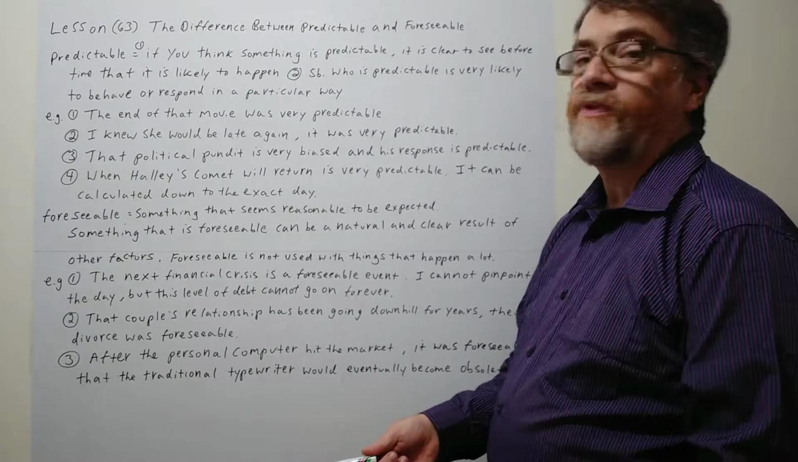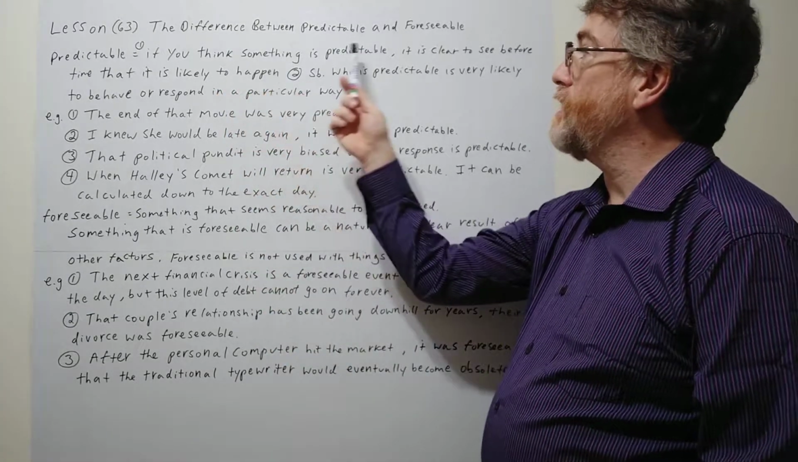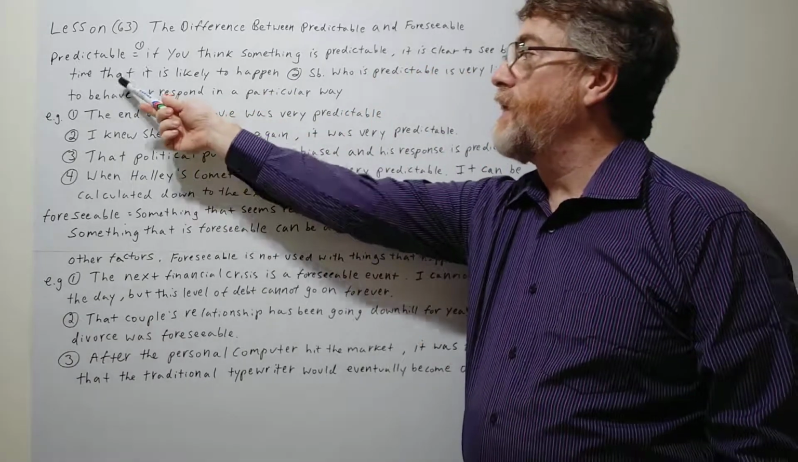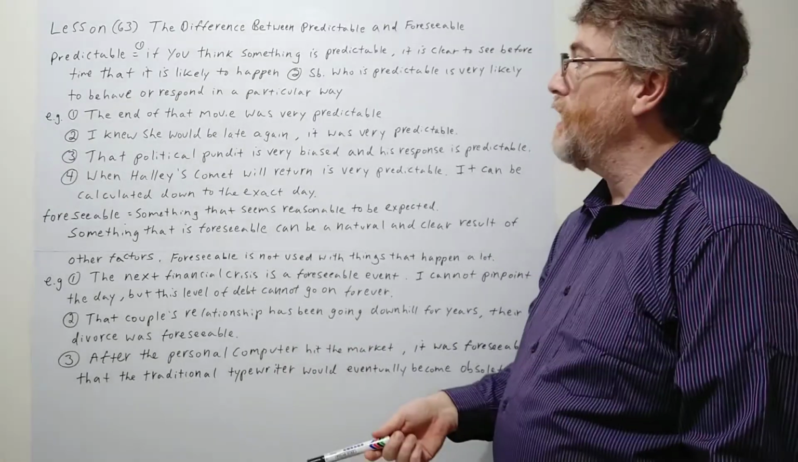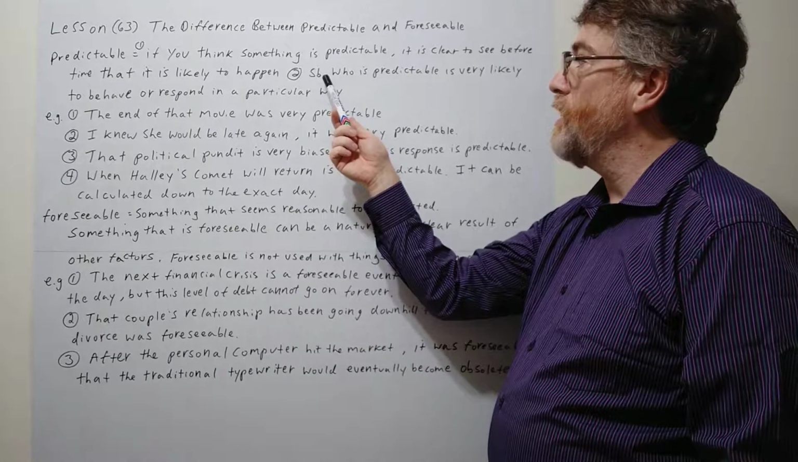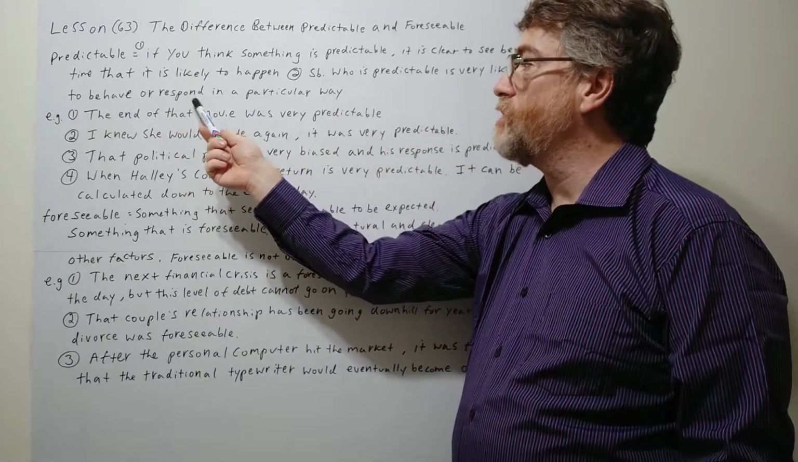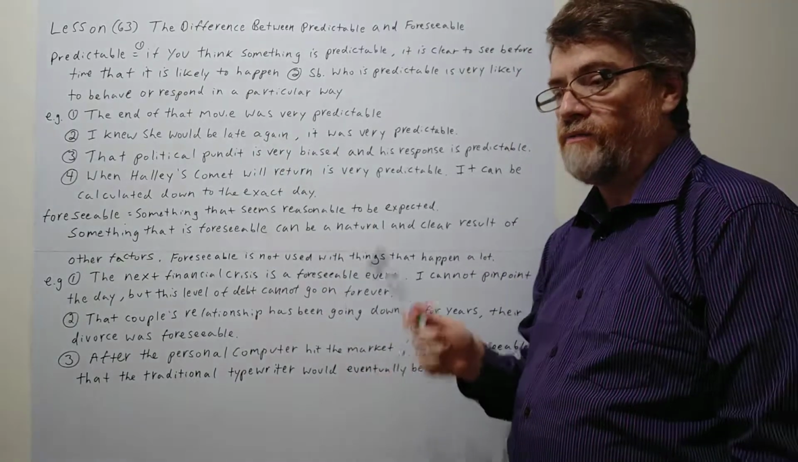So let's look at the first definition here, predictable. If you think something is predictable, it is clear to see before time that it is likely to happen. It's the very general definition. Let's look at the second one too. Somebody who is predictable is very likely to behave or respond in a particular way.